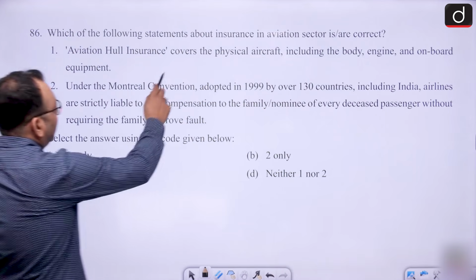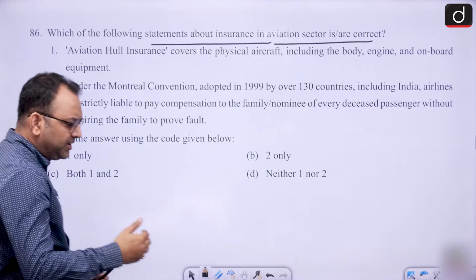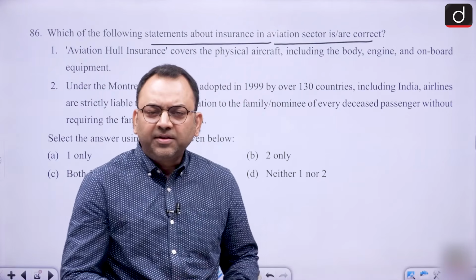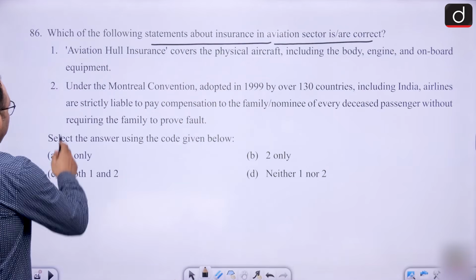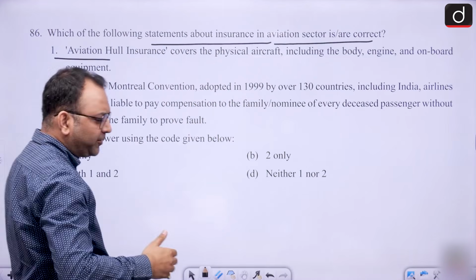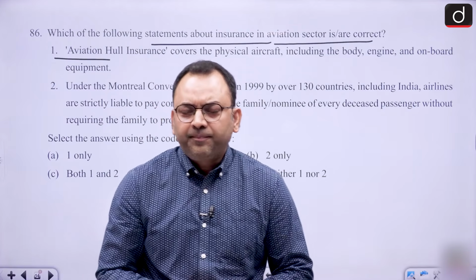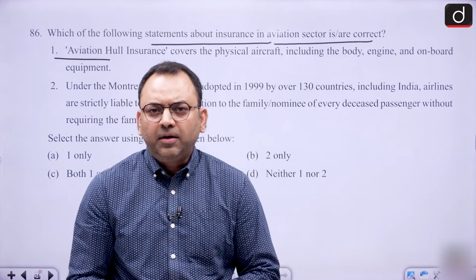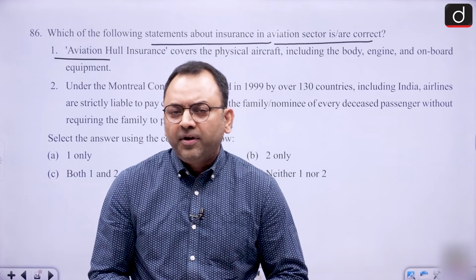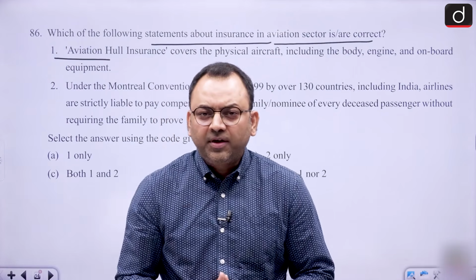The next question is about insurance in the aviation sector. This, you can see, is actually based upon last year's Air India plane crash. The first statement is aviation hull. Friends, let me explain the background of the question. When the Air India crash took place in Ahmedabad, a lot of lives were lost and it created a responsibility on the flyers, the companies as well as multiple bodies as to who will compensate the families and the dependents of the victims.